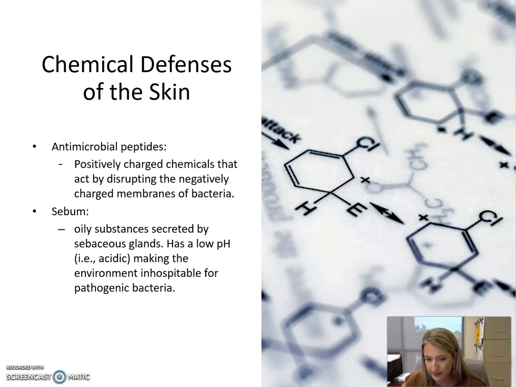But again, there are obviously exceptions to the rule. Staphylococcus is able to cause a variety of skin infections, and it is a bacteria that is able to survive in low pH. But generally, most bacteria are not able to survive in an acidic environment.